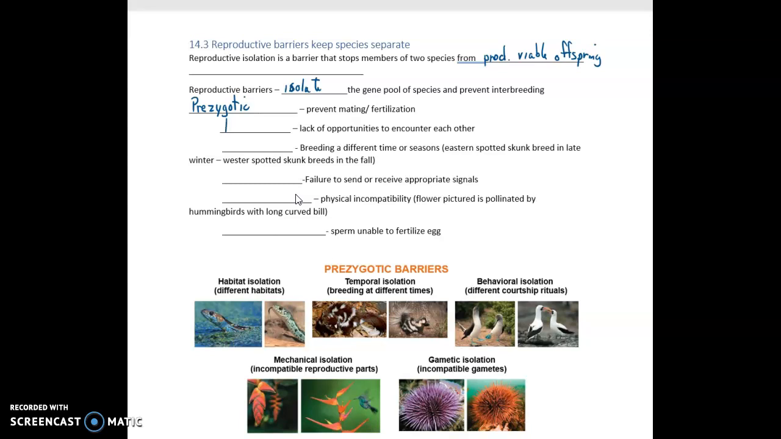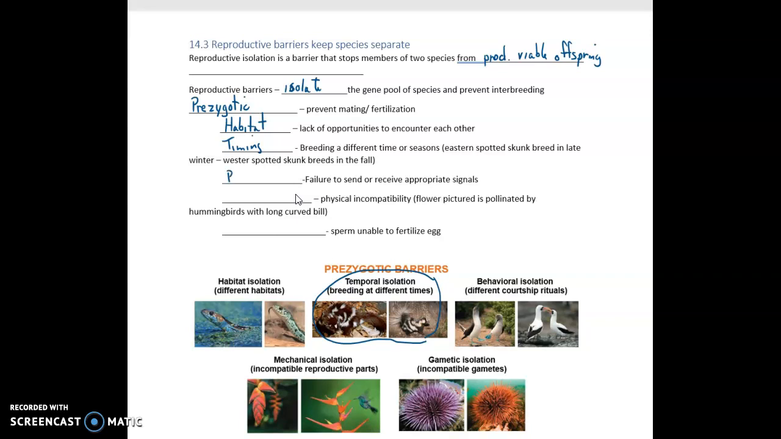So the first we have is habitat. If animals live in different places, they don't encounter each other and they don't have the opportunity to breed. Timing is another one. Breeding at different times or seasons. And down here we've got the two different skunks. One breeds in the late winter and the other breeds in the fall. So they're not ready for each other. So the two populations don't breed with each other.